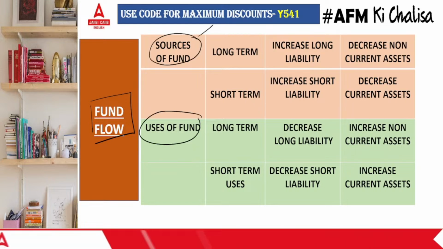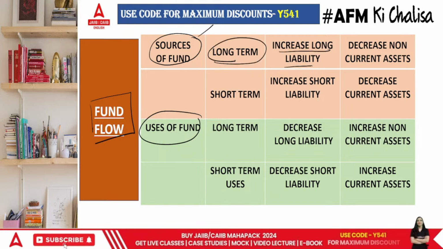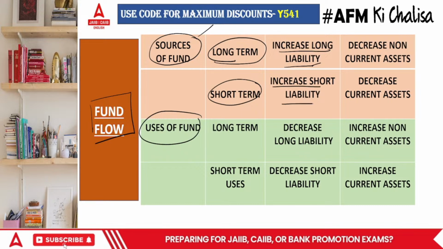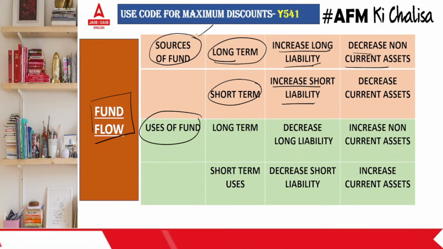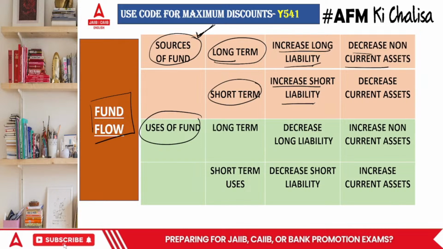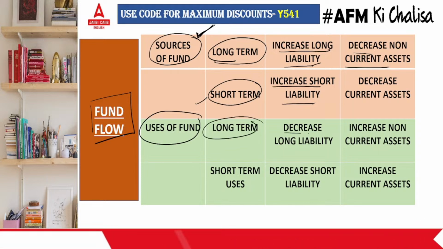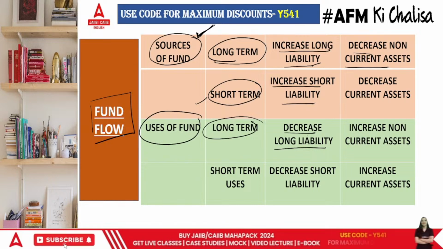If you arrange funds for your business on a long-term basis, it will increase your long-term liability, but in this case you also get money. That's the important part. If it is short term, then this will increase your short-term liability. Everyone, there is something called decrease in non-current assets. When we define sources of funds, it is where we arrange funds, and uses of funds is where we use those funds. It can be a decrease in long-term liability, or in terms of this, everyone, what do we say in this case?